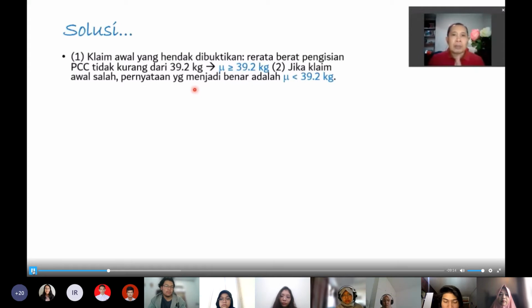Klaim awal yang ingin dibuktikan bahwa rata-rata berat pengisian PCC ini adalah tidak kurang dari 39,2 kg per kantong. Nah, dalam bahasa matematik ini menjadi pernyataan demikian ya. Mu lebih besar sama dengan 39,2. Nah, jika klaim ini salah, maka pernyataan yang menjadi benar adalah komplementernya, yaitu mu kurang dari 39,2.